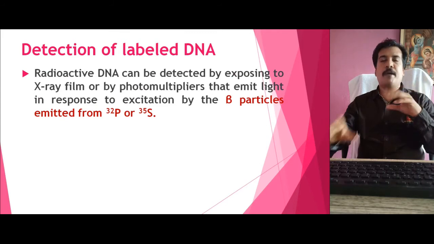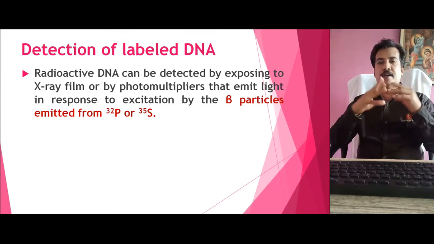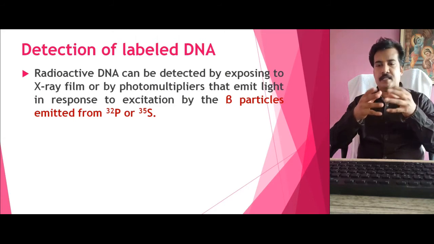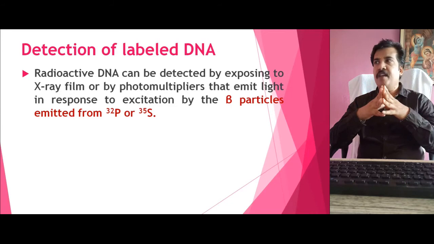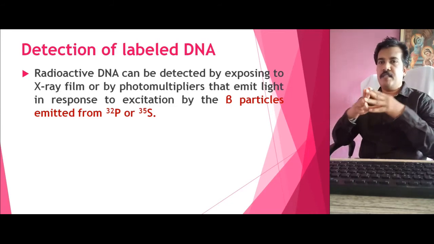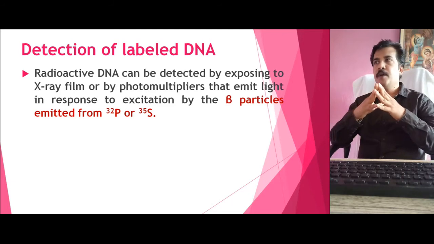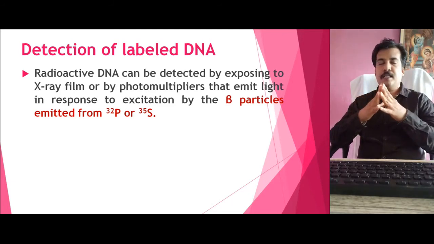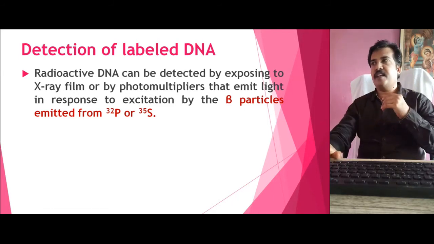Otherwise, the most commonly used technique is detection with autoradiography. The radioactive probe DNA will be exposed to an X-ray film or detected with the help of a photomultiplier tube. It is excited by the beta particles emitted by phosphorus-32 or sulfur-35.